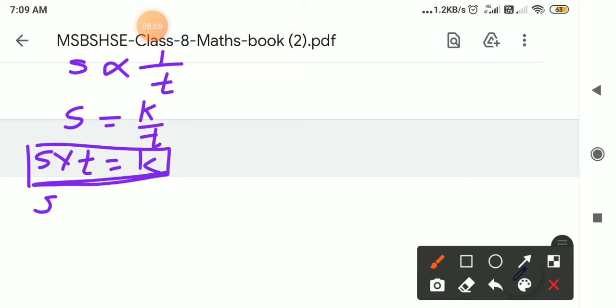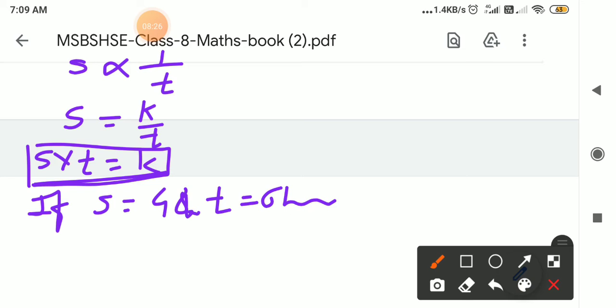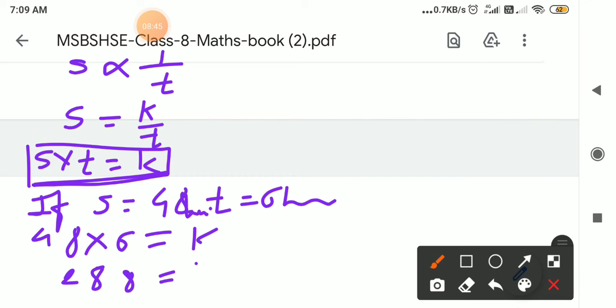So here we have to write, if speed is equal to 48 kilometer per hour, and time required is equal to 6 hours. So here put the values, 48 into 6 is equal to K. So 6 8s are 48, 4 carry, 6 4s are 24, 24 plus 4 is 28. So 288 is equal to K.